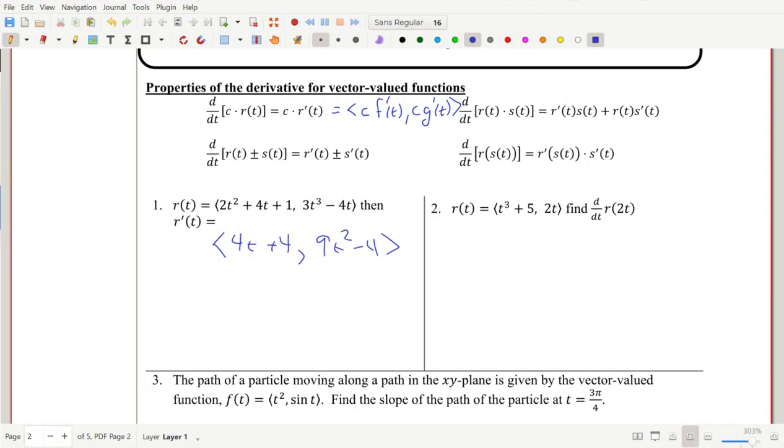So we have R of t in this next example. This is the chain rule example. We have R of t, and we need to find the derivative of R of 2t. So the way that we're going to do this is we are going to first find the derivative of R of t, and then we're just going to use the chain rule to get the derivative of R of 2t. So the derivative, more power rule, 3t squared, comma, 2.